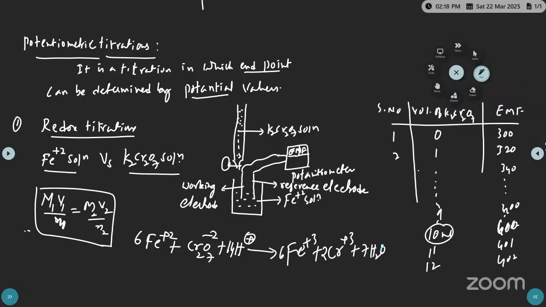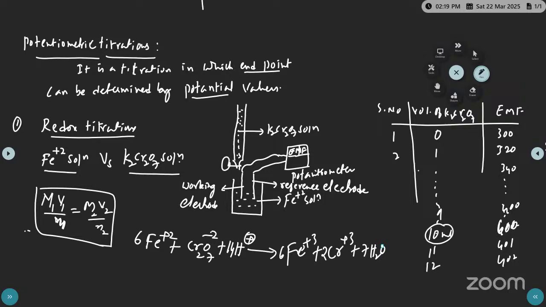So what happened in this titration? The Fe+2 ions are converted into Fe+3 ions. What is the reaction? Is it an oxidation reaction or a reduction reaction? Fe+2 ions are changing into Fe+3 ions, so is it oxidation or reduction? Oxidation. As we said in the morning, if the oxidation number increases, it is oxidation. If the oxidation number decreases, it is reduction.